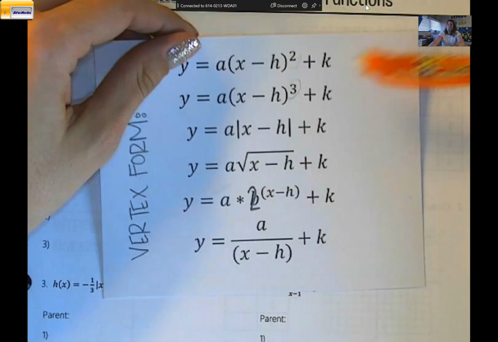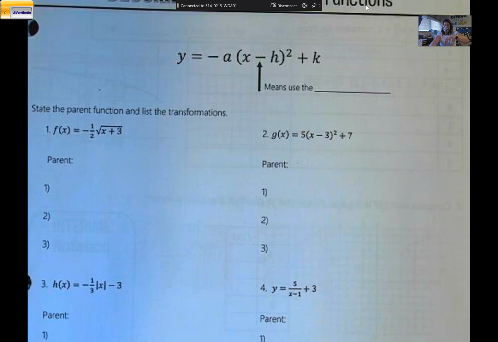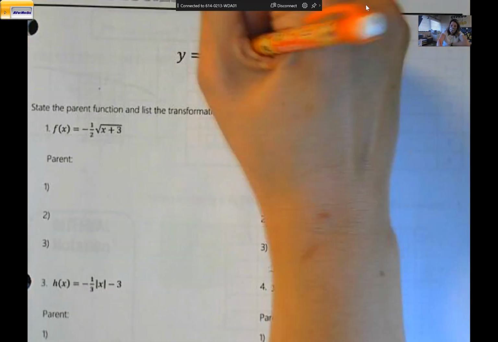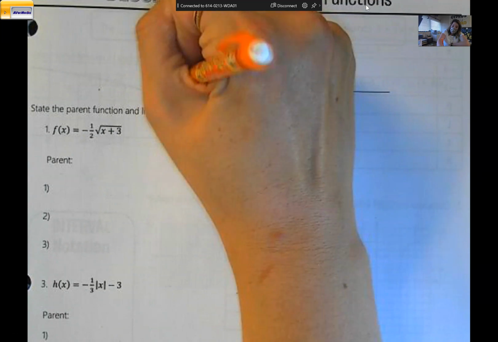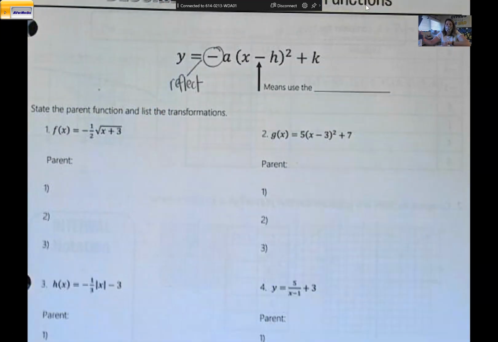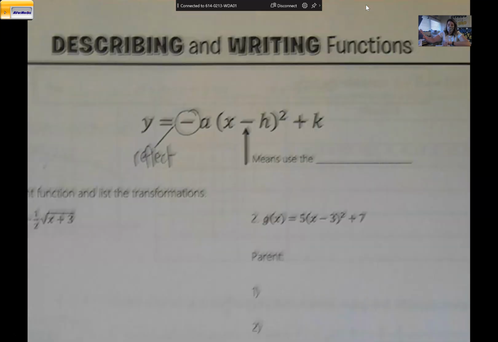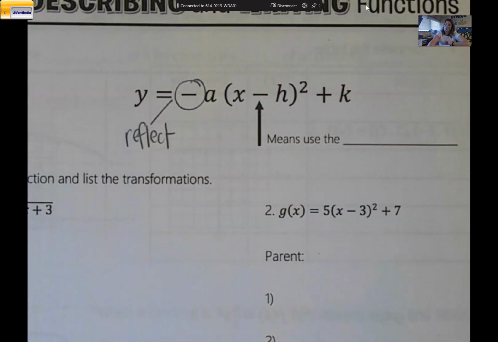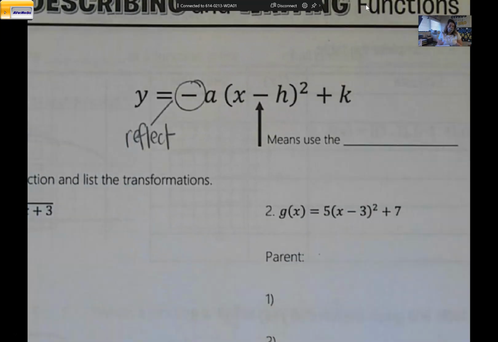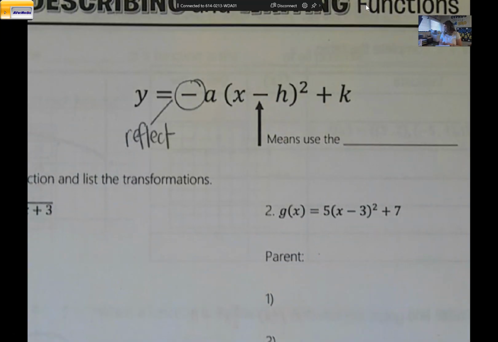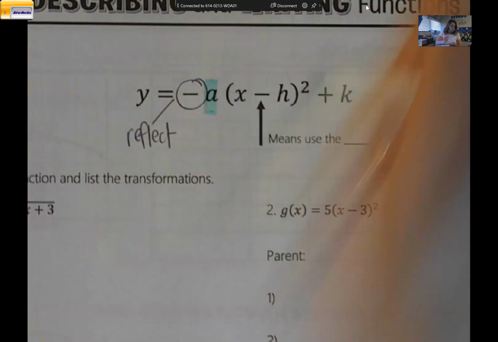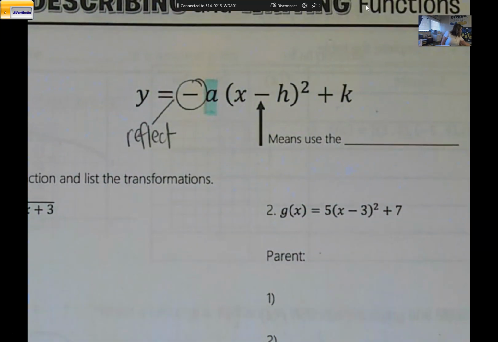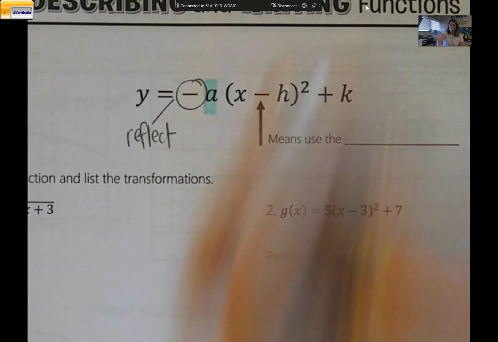So let's go through and talk about what each of these does really quickly. This negative is whether or not you reflect. If there is no negative on the function, that means you didn't reflect it. So if there's a negative, that means you reflected it. Next up is the A. This is your vertical stretch or shrink.